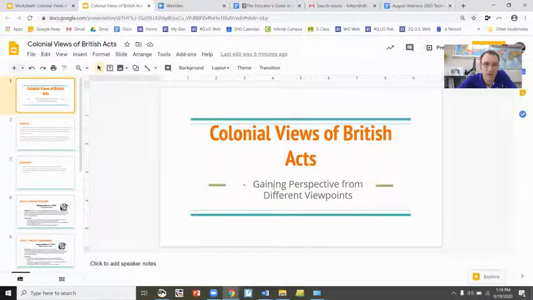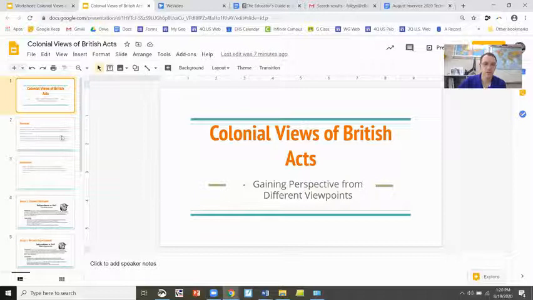Today we are looking at colonial views of British acts, gaining perspective from different viewpoints. This is going to be an assignment where we really review what happens with the British acts and why some colonists are okay with them and why some are not, and look at it from different viewpoints. A lot of times when it comes to the American Revolution, there's this assumption that all Americans wanted to go against the British and fight, and that wasn't necessarily true. Many different groups felt very differently about the British. So we're going to look at those different viewpoints.